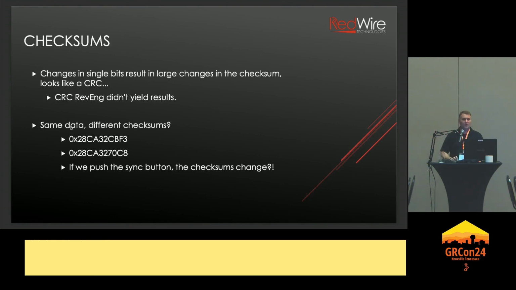So my first assumption would be some sort of a CRC. I don't know if anybody's used CRC RevEng, or reverse engineering. It's a nice command line tool where you can plug in multiple packets and it will basically brute force and tell you what CRC algorithms fit. So I took a few packets, plugged them in, and got nothing. So that was very frustrating.